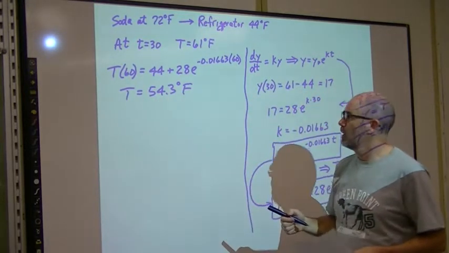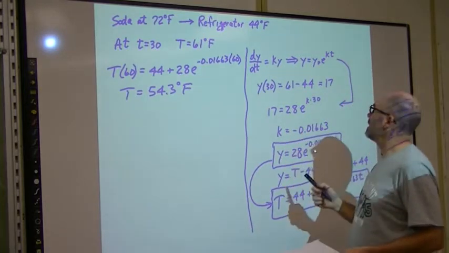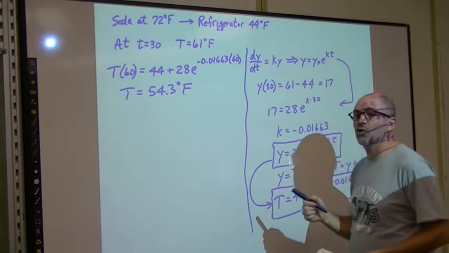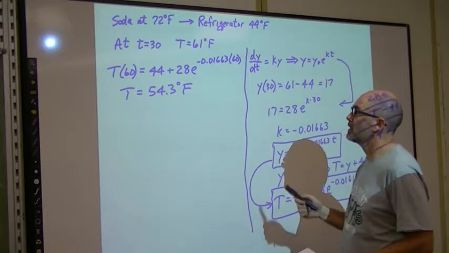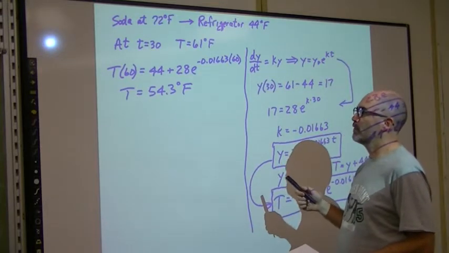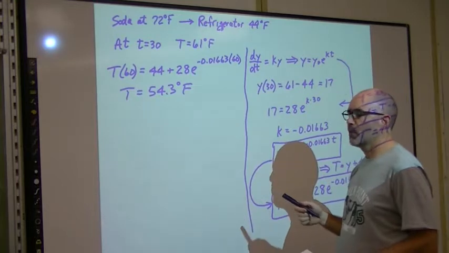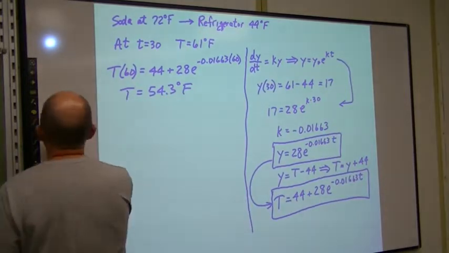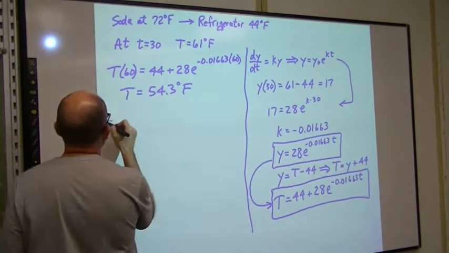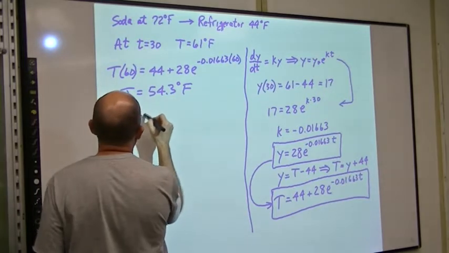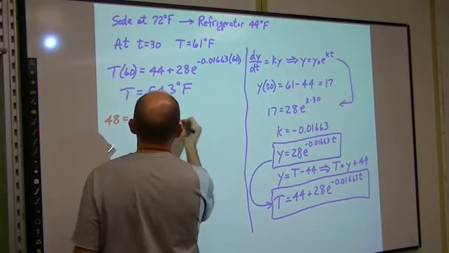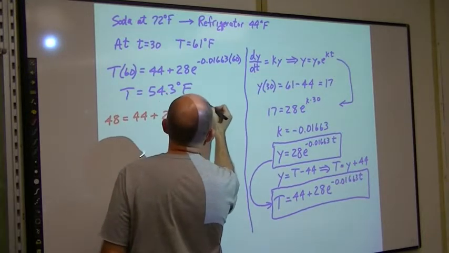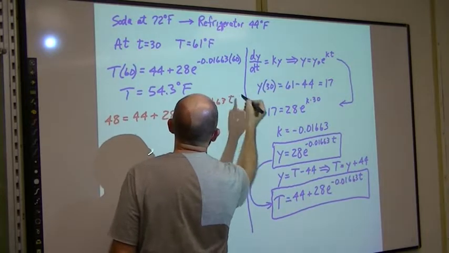Now that's not bad, but what if I say I need my beverage to be 48 degrees? It's got to be down to 48 degrees because I don't drink Coke any warmer than 48 degrees. So, okay, let's check that out. If I want 48 degrees, then I go 48 equals 44 plus 28 e to the negative 0.01663t, and I'm solving for t.